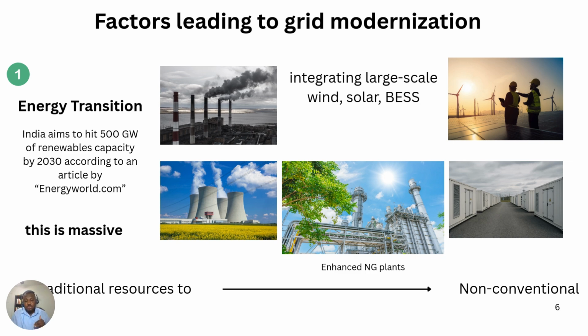And so to transition from what is comfortable and to move from your comfort zone to something different means that you actually have to change the grid. The grid has to be up to date. So that's one of the leading factors. So moving from traditional sources to renewable sources is one of the reasons why we have to modernize our grid.